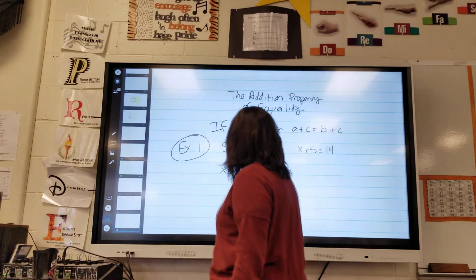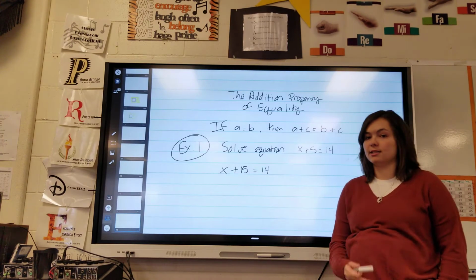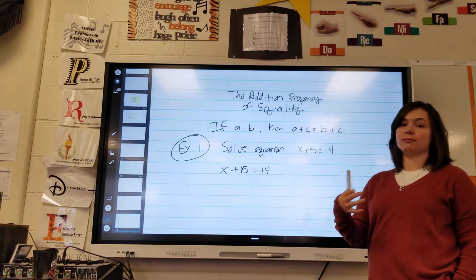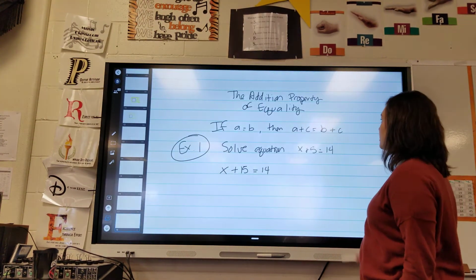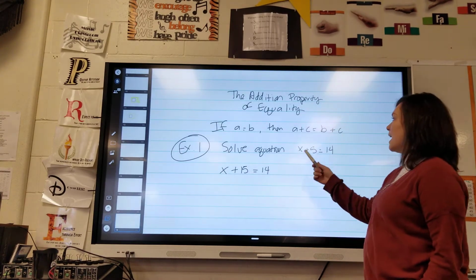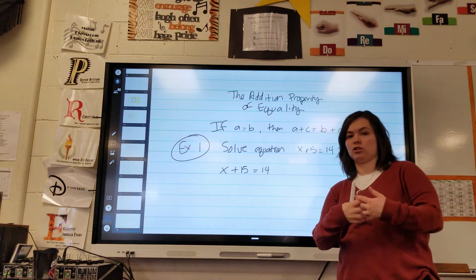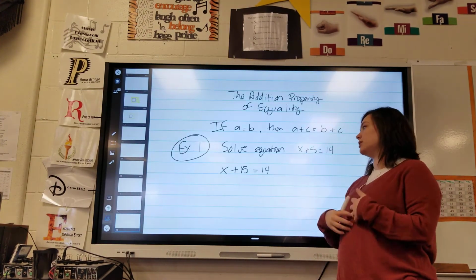All right, so first though, we need to write this down. This is a property. This is something you're going to need to know, something you're going to need to remember and memorize. The addition property of equality. If A is equal to B, then A plus C and B plus C should equal each other. A plus C equals B plus C.